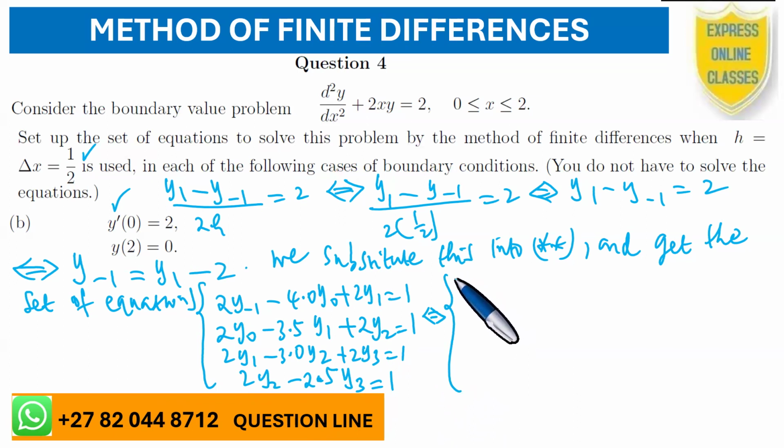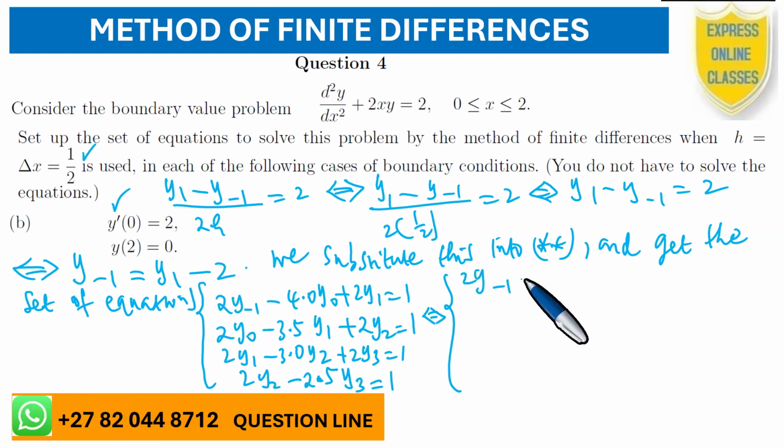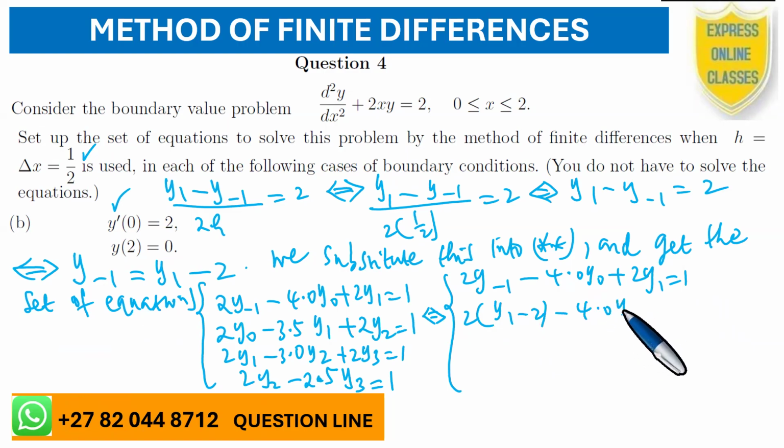So now, this is the equation we are supposed to deal with. Writing out this equation first and then doing algebraic manipulations, like 2y subscript -1 minus 4.0 y0 plus 2y1 equals 1. And then we substitute what is y subscript minus 1, which is y1 minus 2. So we're going to put here 2(y1 minus 2) minus 4.0 y0 plus 2y1 equals 1.